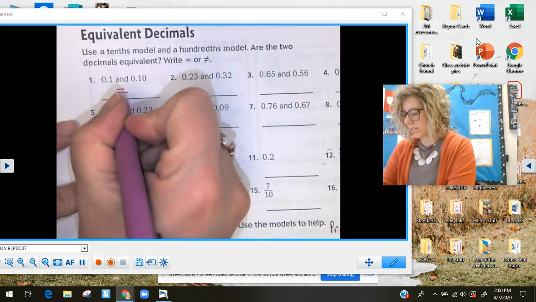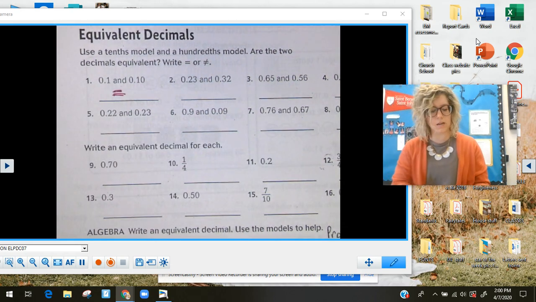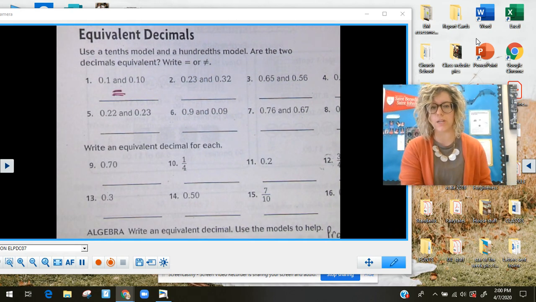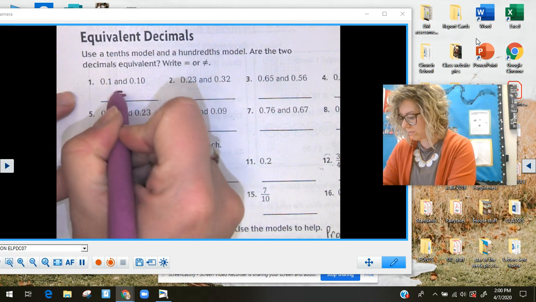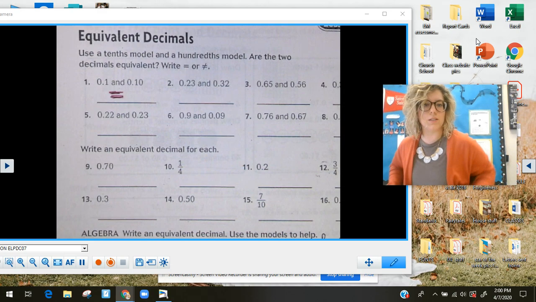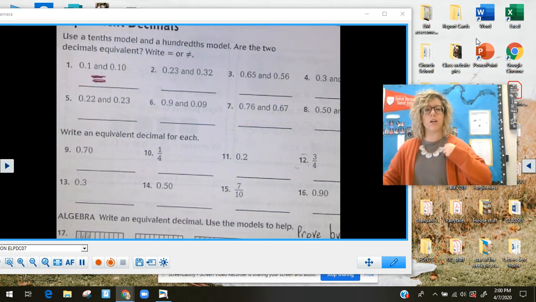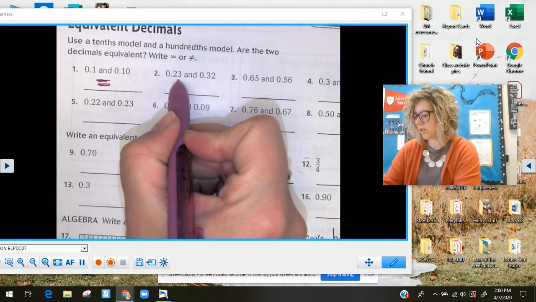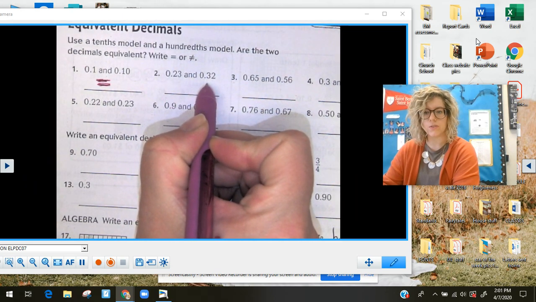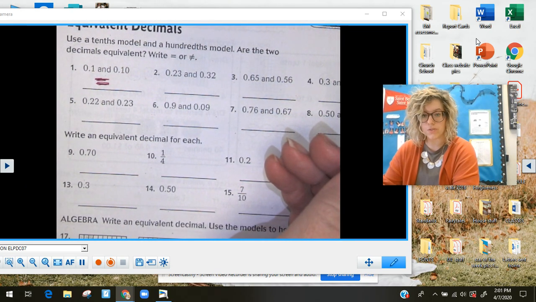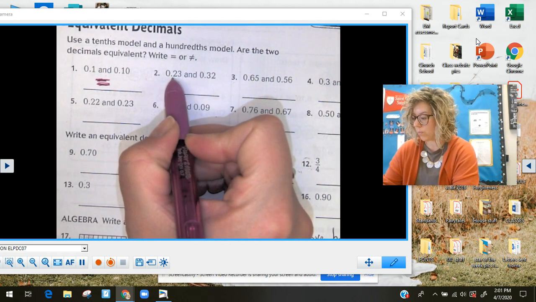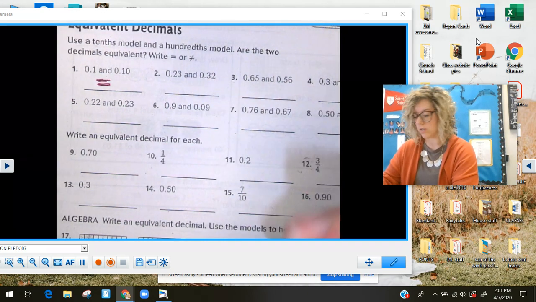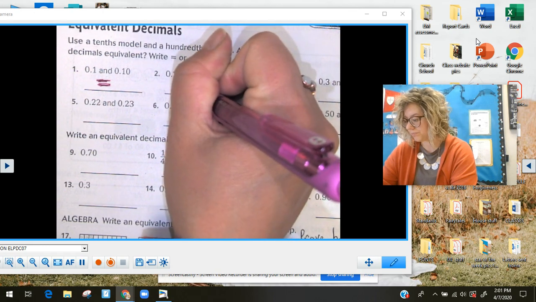Okay, the only time I'm going to use these base 10 blocks is when there are ones that are kind of tricky, that kind of look the same. Like this one. This one kind of looked the same. Okay, all right, what's bigger? 23 hundredths or 32 hundredths? Well, they both fall in the hundredths spot. So this is easy. What's bigger, 23 or 32? Obviously 32.